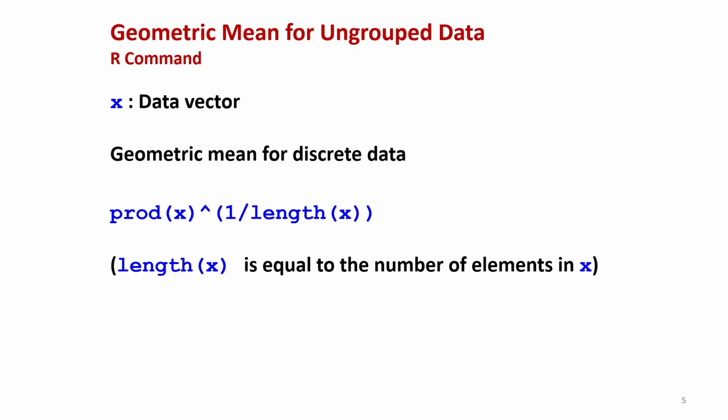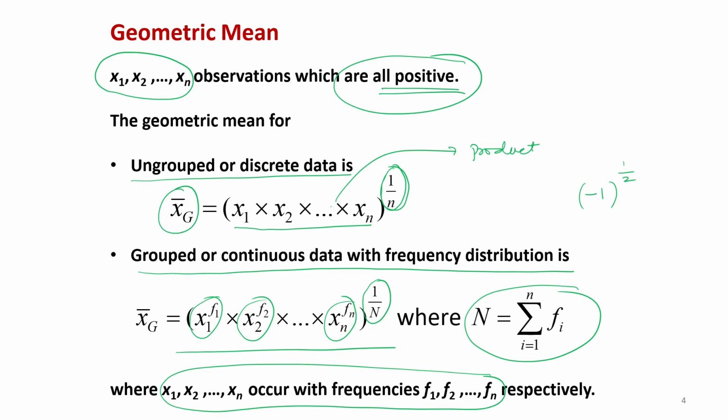Now, if you want to compute it in the R software, it is pretty straightforward. Well, there is no built-in function or direct command to compute the geometric mean, right? So if I say x is my data vector, then for ungrouped data, or say discrete data, you can see here how you can develop it yourself. This is the product, right? And then you have 1/n.